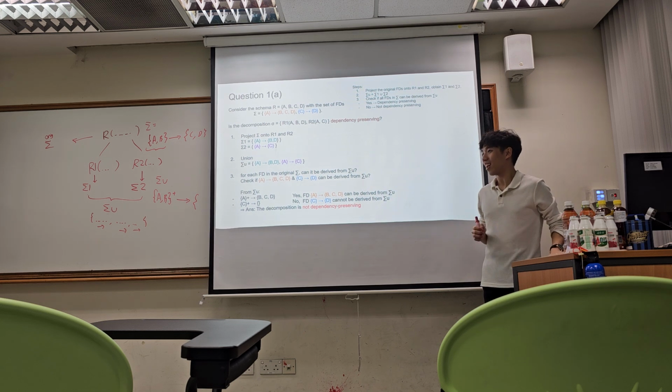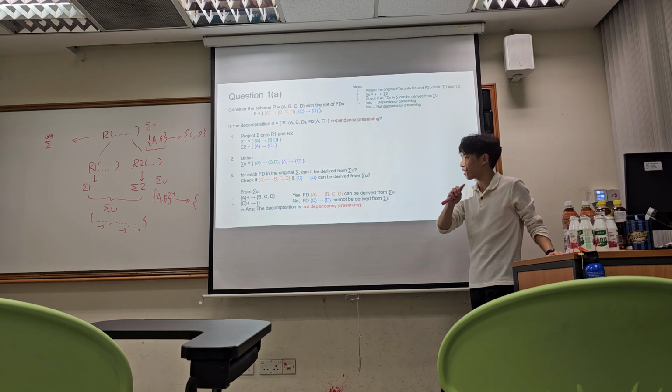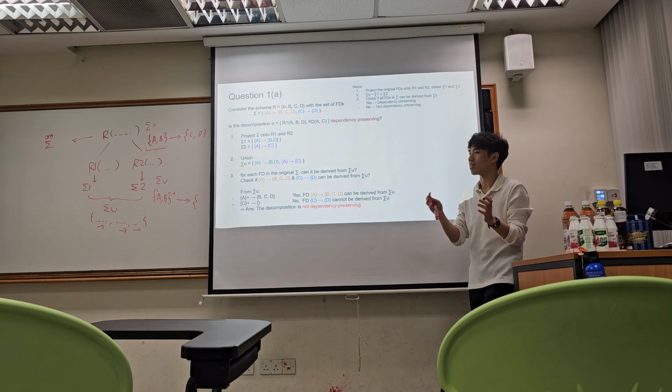So if there are multiple functional dependencies, as long as one of them is not dependency preserving, then the whole thing is not. That's right. As long as one is not, then the whole thing is not, because the data is lost. And lost means it's no longer dependency preserving.